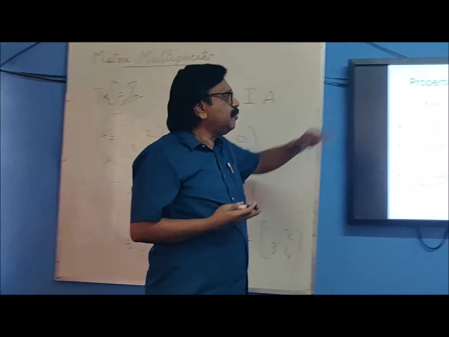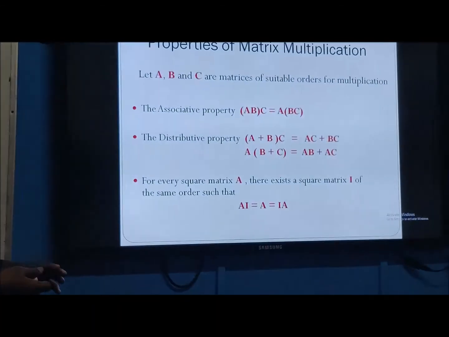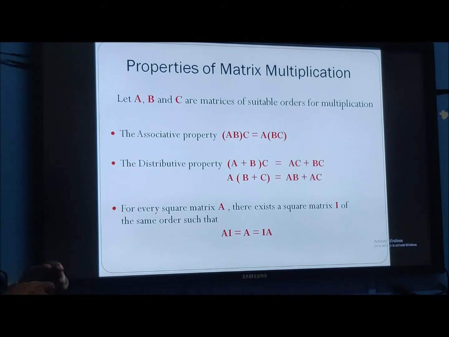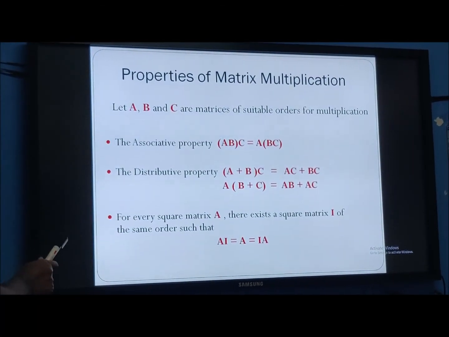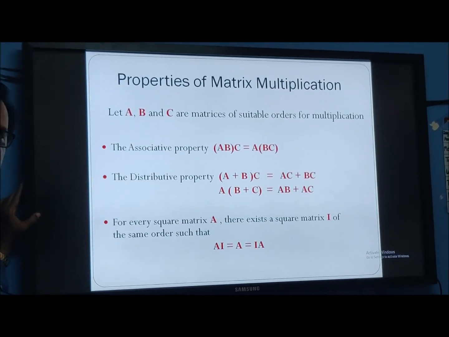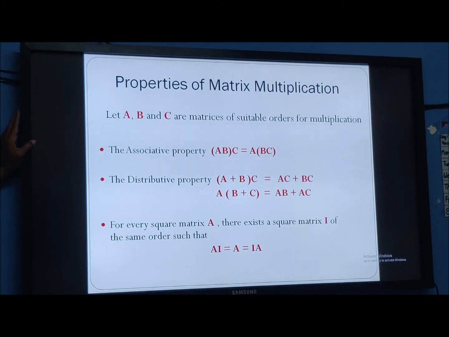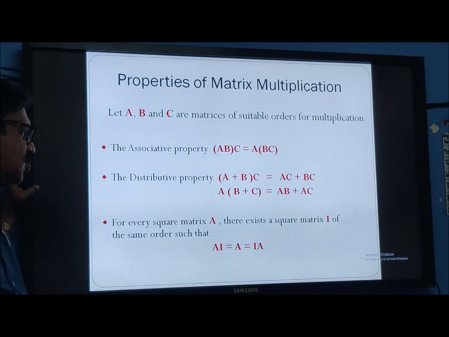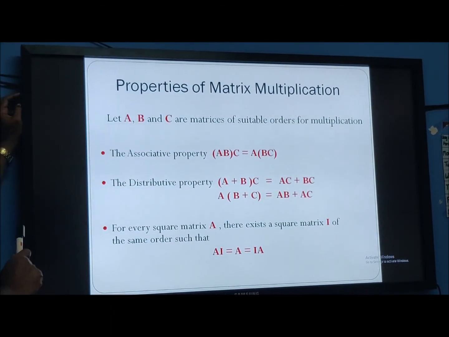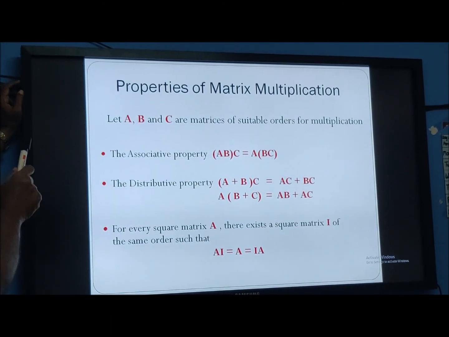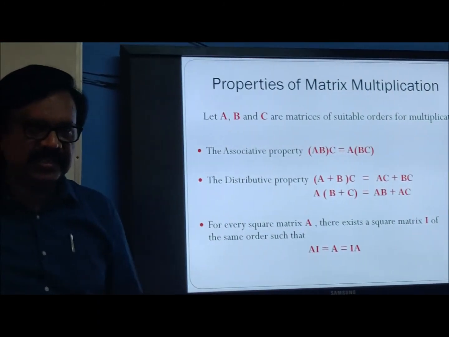You see the properties here. Let A, B and C be matrices of suitable orders for multiplication. The associative property: AB into C is A into BC. The distributive property: A plus B into C equals AC plus BC, or we can say A into B plus C is AB plus AC. Another one: for every square matrix A, there is a square matrix I, the identity matrix, such that A into I equals I into A. These are the properties of matrix multiplication. This is the basic concept of matrix multiplication.